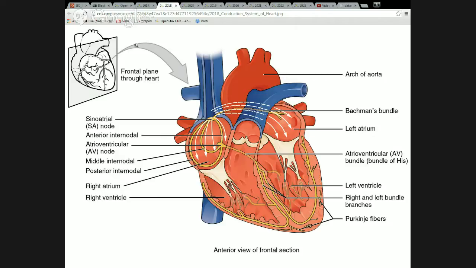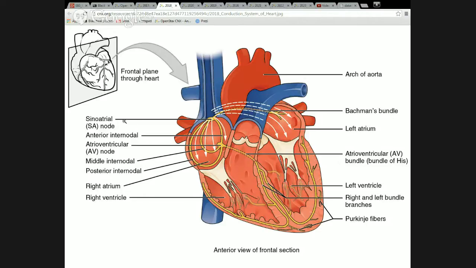Okay. It starts with a node, a little cluster of cells right here in the wall of the superior region of the right atrium, fairly close to where the superior vena cava drains in there. This node is called the sinoatrial node, or the SA node. We'll just refer to it as the SA node for the most part.